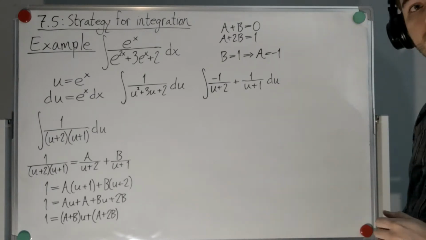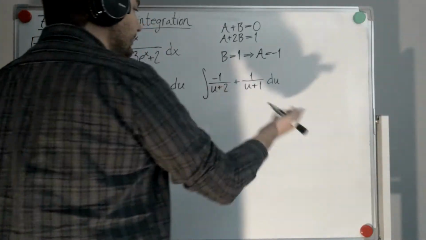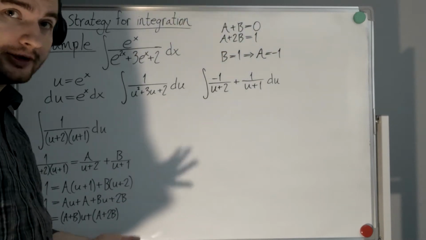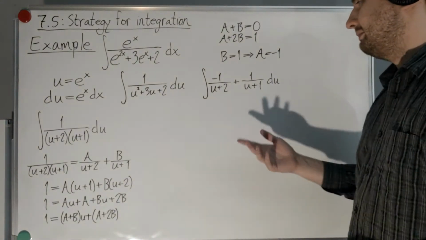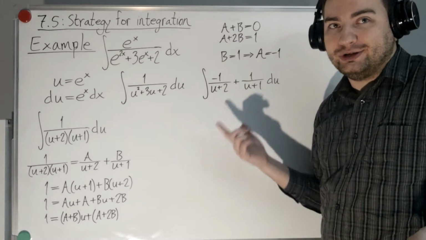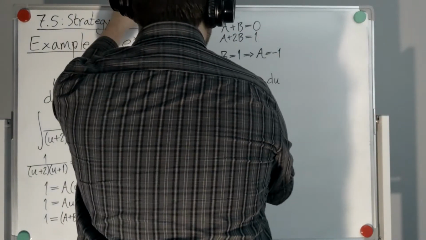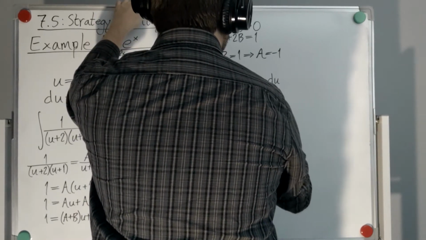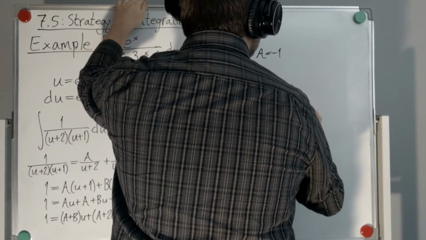Now from here, you can just do this as you normally would. You'd split this into two integrals and then handle each through, I suppose, a u substitution. In this case, you might want to call it something other than u, like maybe w or something, just because you're already using u. But in any case, you do that, and eventually what you end up with is negative natural log of the absolute value of u plus 2 plus natural log of the absolute value of u plus 1 plus c.